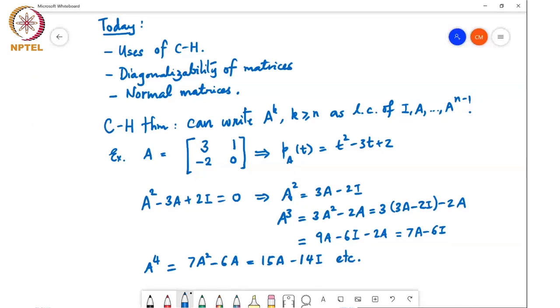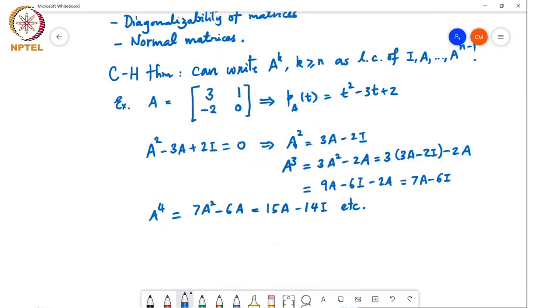So if I had said that I can write A power n as a linear combination of n squared matrices, I, A, up to A to the n squared minus 1, that would not have been surprising. But what is surprising here is that you can write A power k as a linear combination of I, A, up to A power n minus 1 only. So you only need n of these matrices, and all other powers of A can be written as a linear combination of these n matrices. That's what is surprising here.